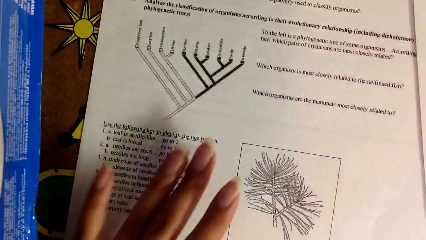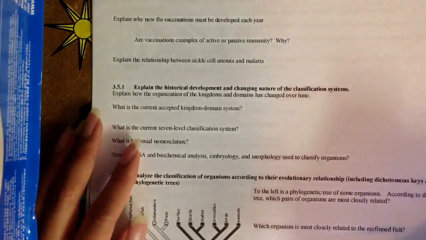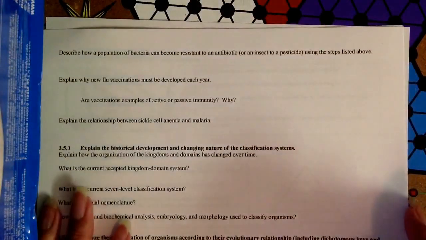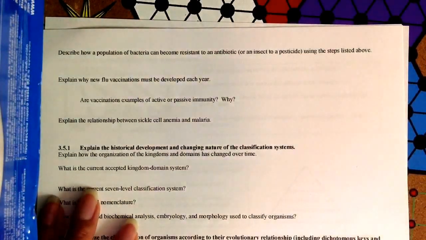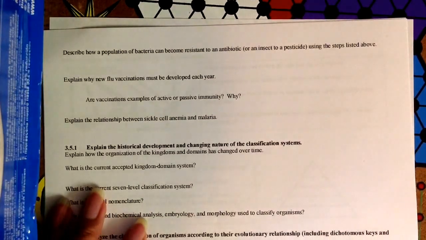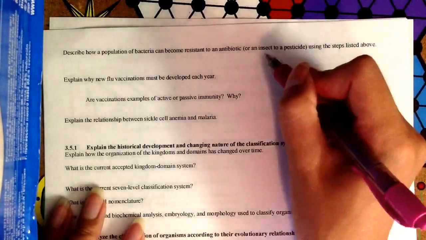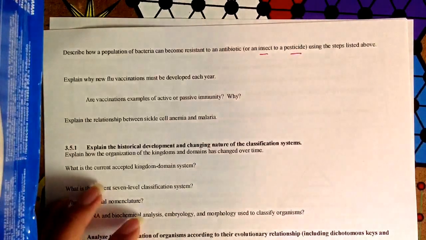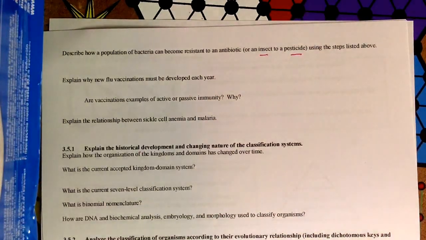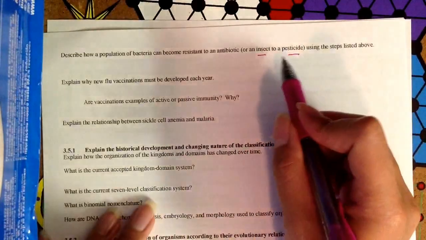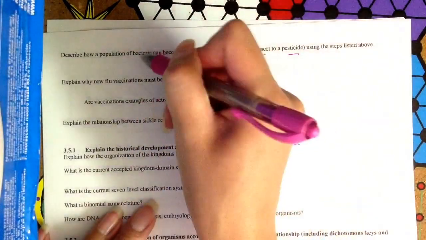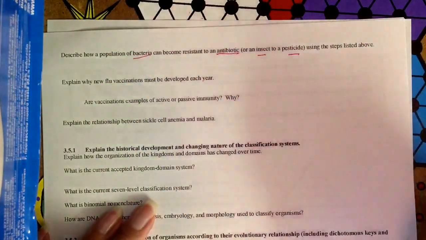Alright, now we're going to go on to the next page. At the top of the next page, we actually talk about describing how a population of bacteria can become resistant to an antibiotic. So we're thinking about an insect and a pesticide as well, because the same situation can happen with the insect and pesticides as the bacteria to antibiotics.